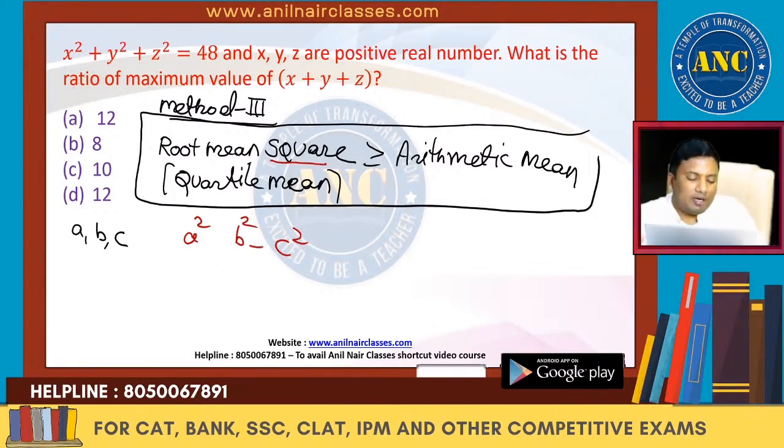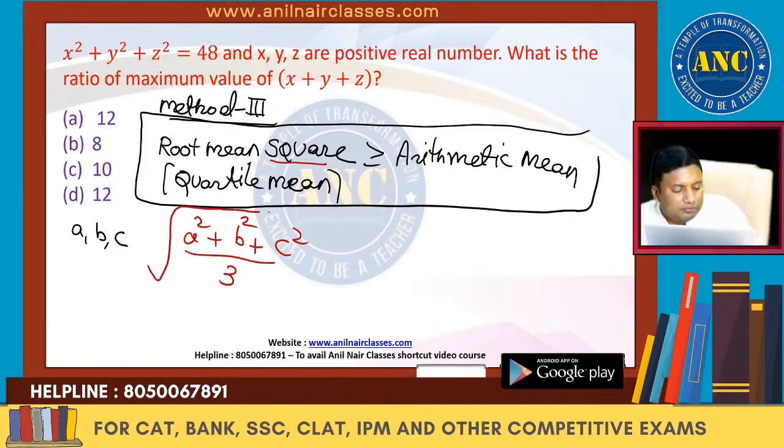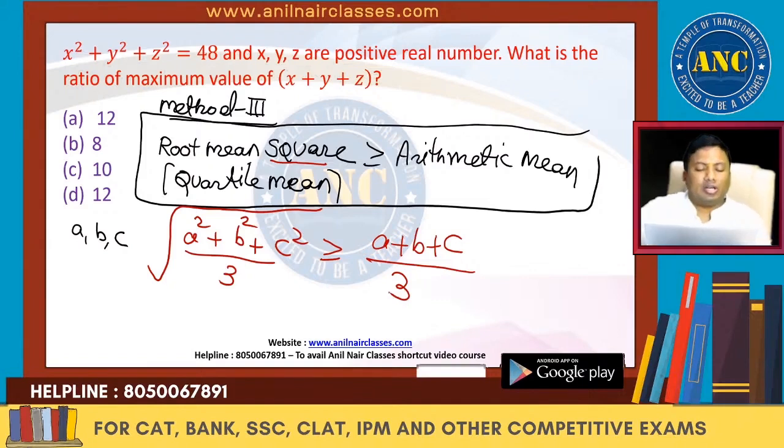Mean is sum of the quantities by number of the quantities. Square it and add it. Under root, it is always greater than or equivalent to the arithmetic mean of the given numbers. This is the application: root mean square is always greater than or equivalent to arithmetic mean.